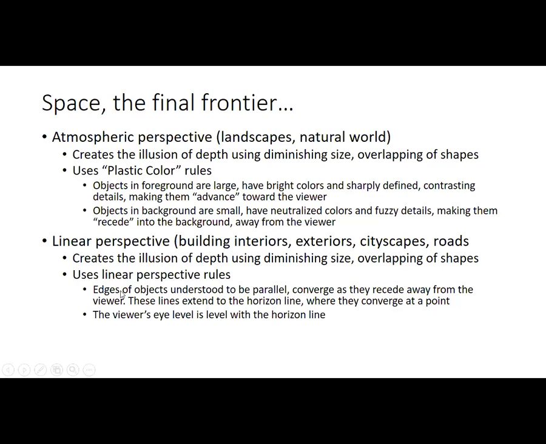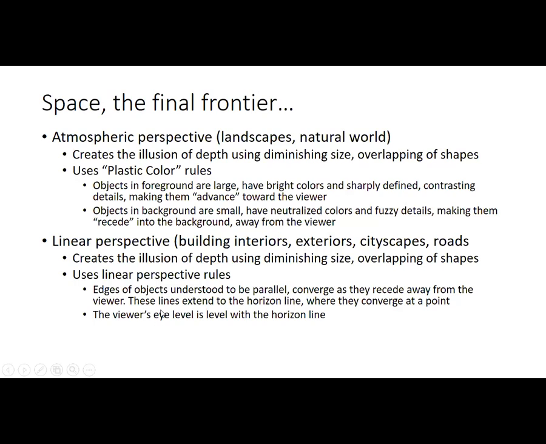So linear perspective has the edges of objects that are understood to be parallel, like the roof and the ground line of a building, for instance. Those edges, those things that we understand to be parallel edges, actually appear to converge as they recede away from the viewer. These lines extend back to the horizon line where they converge at a point on the horizon line. And we're going to talk about that. I'm going to show you how linear perspective works with things that are built out of lines and shapes and geometric forms.